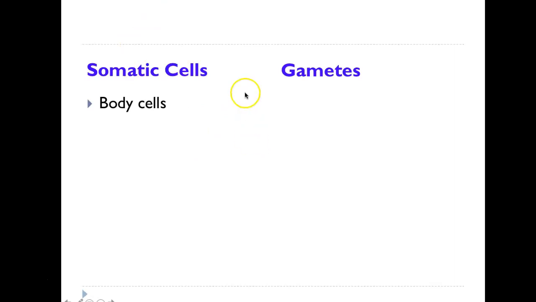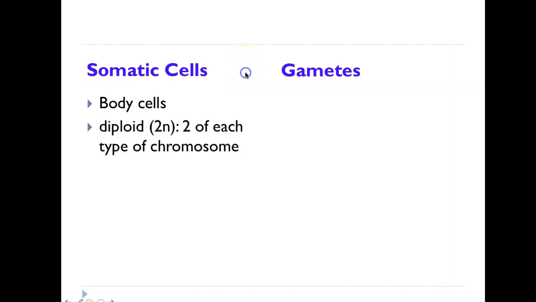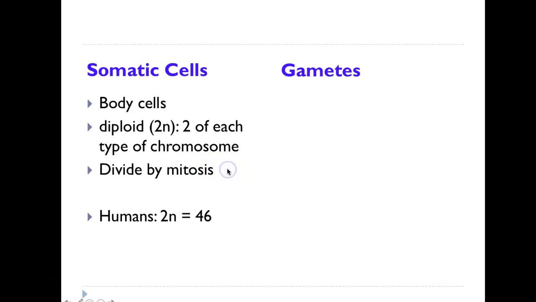Somatic cells are also known as body cells, like your skin cells, your liver cells, your stomach cells, your eyeball cells. They're diploid, meaning they have two of each type of chromosome. So in a human, a somatic cell would have 46 chromosomes, 23 pairs, one from mom, one from dad. Somatic cells will divide by mitosis.